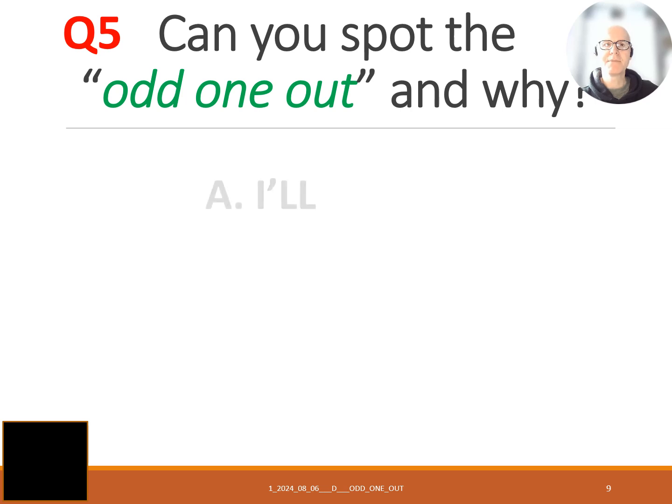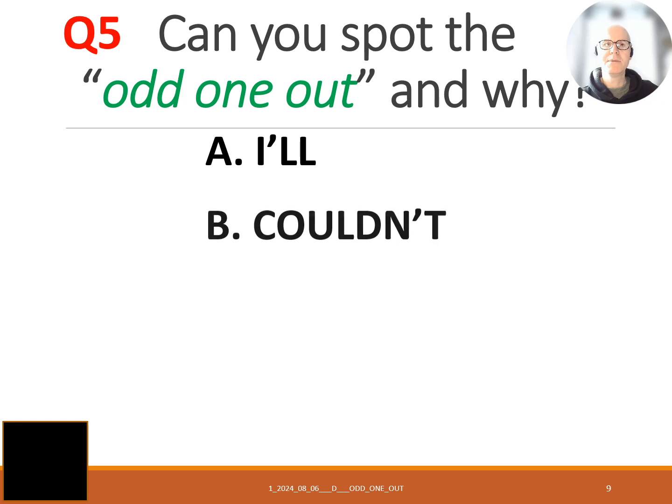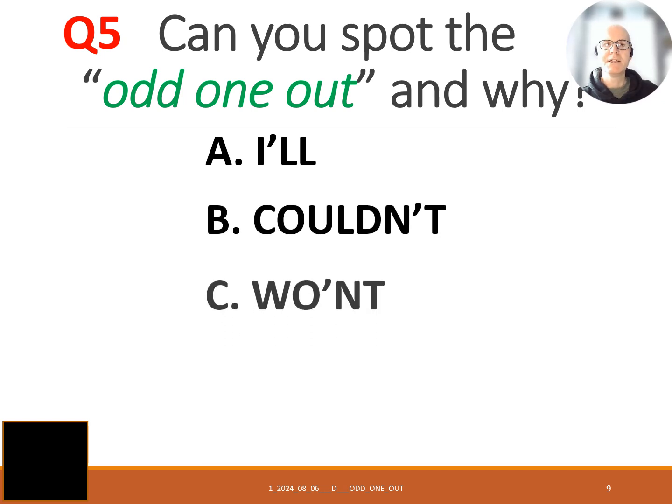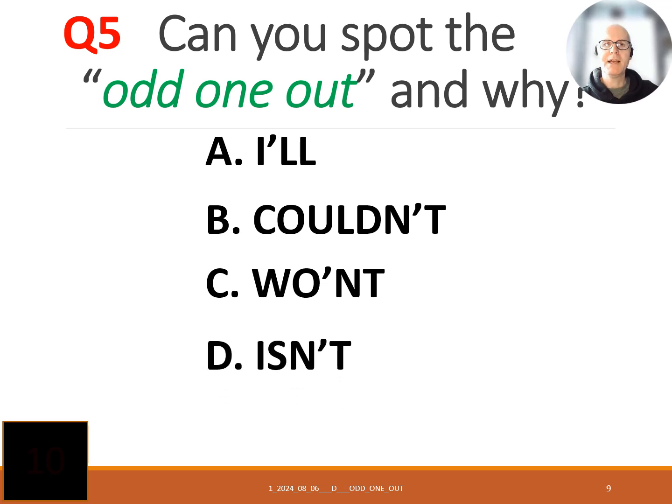Question 5. A. I'll. B. Couldn't. C. Won't. And D. Isn't.